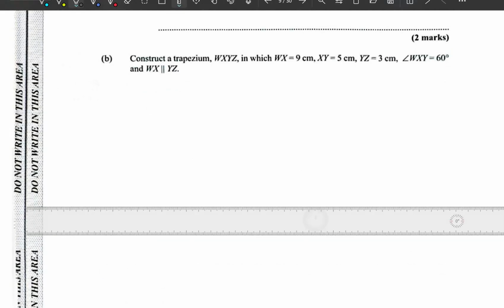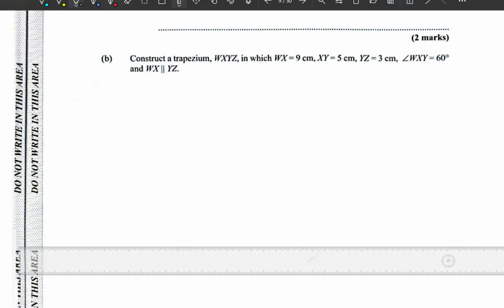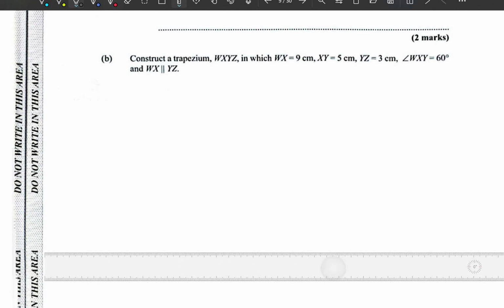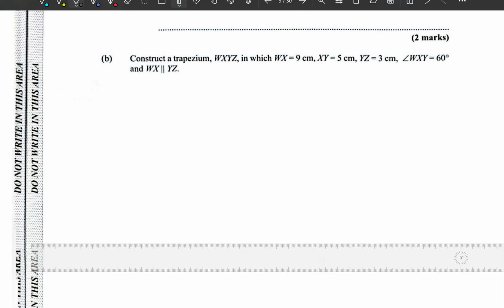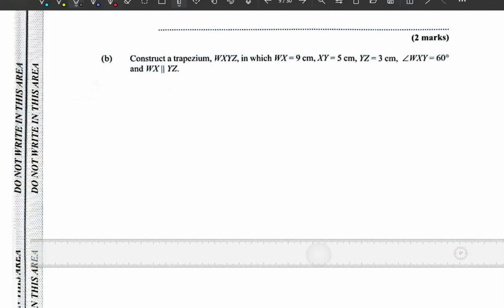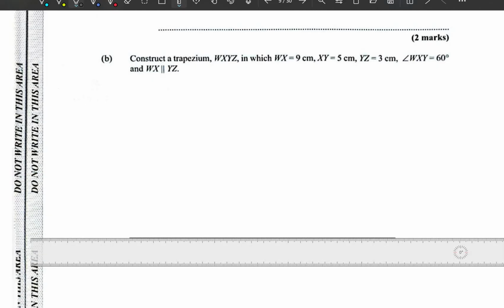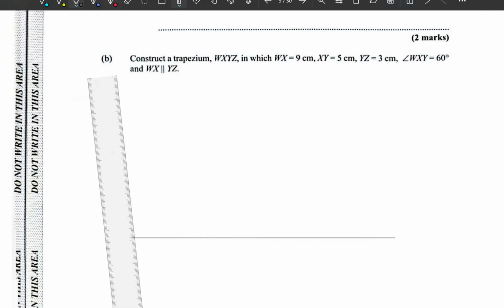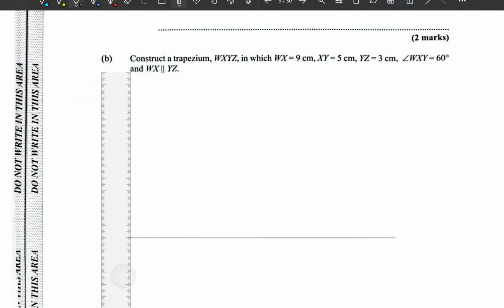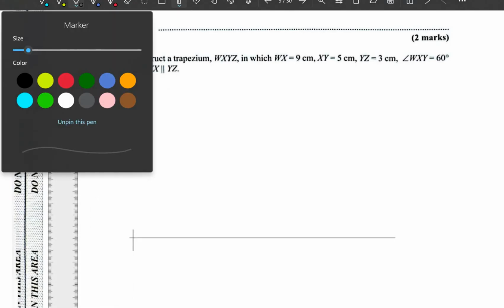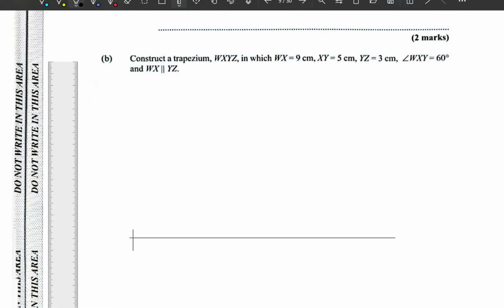Right, so I'll use gray to represent construction lines and black to represent the actual lines, and I'll try to get this as accurate as I can based on the ruler measurement that I have. We draw our starting line and a starting point on our line, and let's label that point as W. We know that W to X is going to be 9 centimeters.